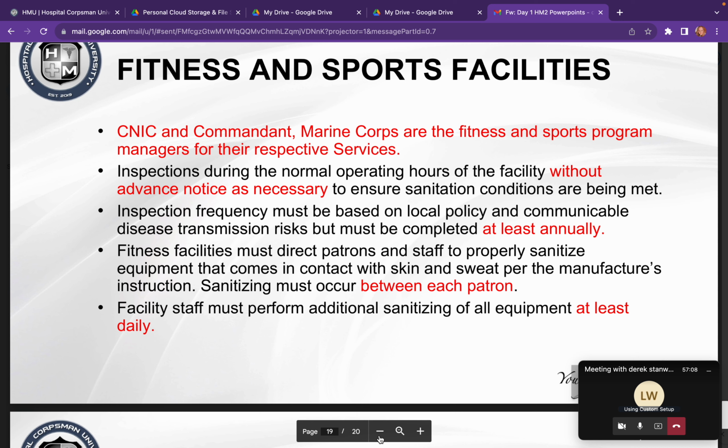Staff is responsible for actually sanitizing it daily. When you go in and do an inspection, that inspection is done quarterly. Gym and fitness facilities are done quarterly. That's not in here, but it is supposed to be quarterly.